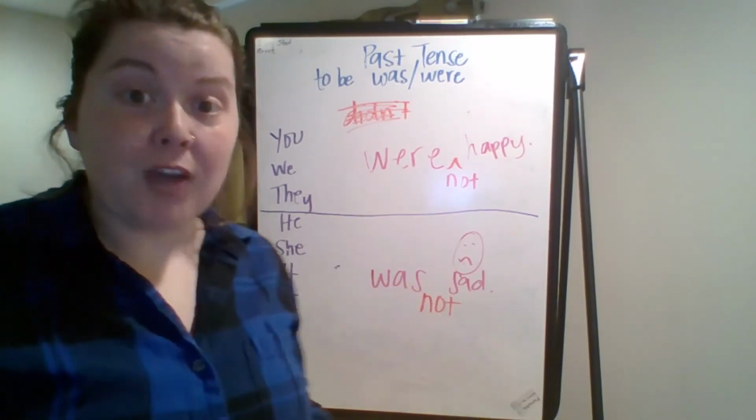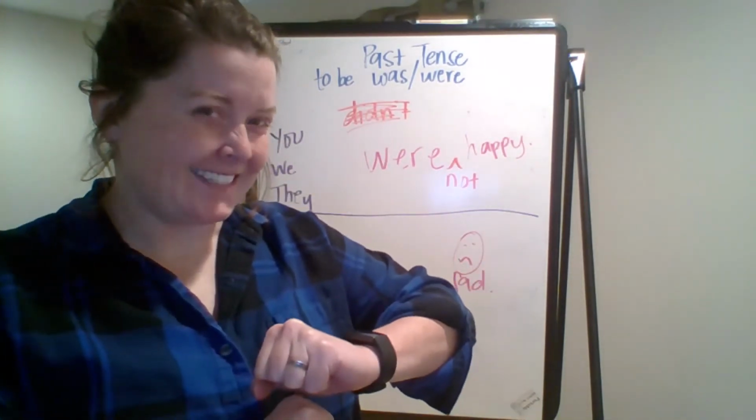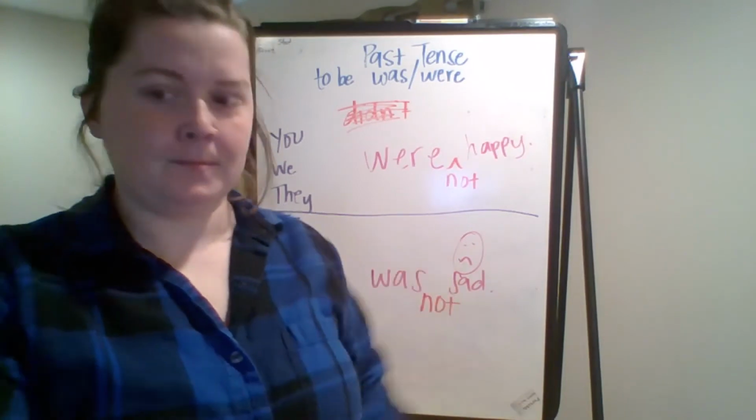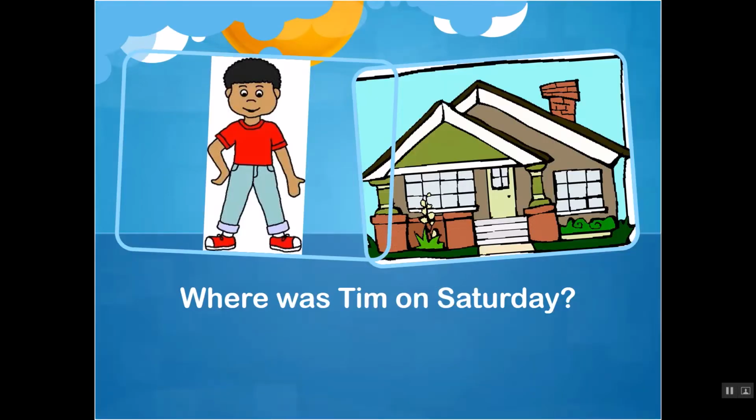Now we're going to practice. Are you ready? All right. So we're going to practice. Okay. So where was Tim on Saturday? Do you see the picture of the house? So that's the answer. Where was Tim on Saturday? The answer is going to be Tim was at the house, at home on Saturday.